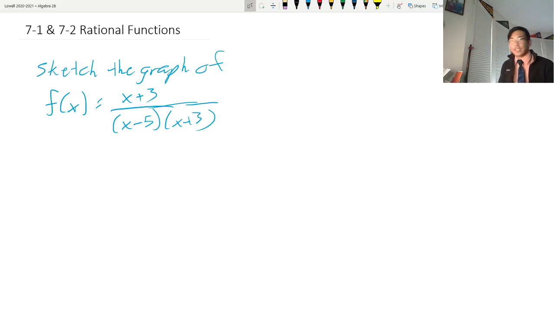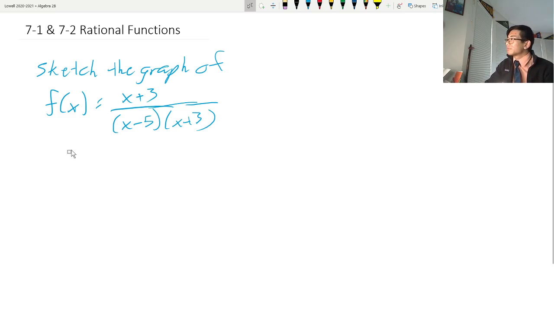Alrighty folks, so in this video we're going to just do it quick and dirty. Here's how to graph a rational function and find the discontinuities and the asymptotes. Notice I have my function here: f of x is x plus 3 divided by (x minus 5)(x plus 3). Alrighty, here's what you do.